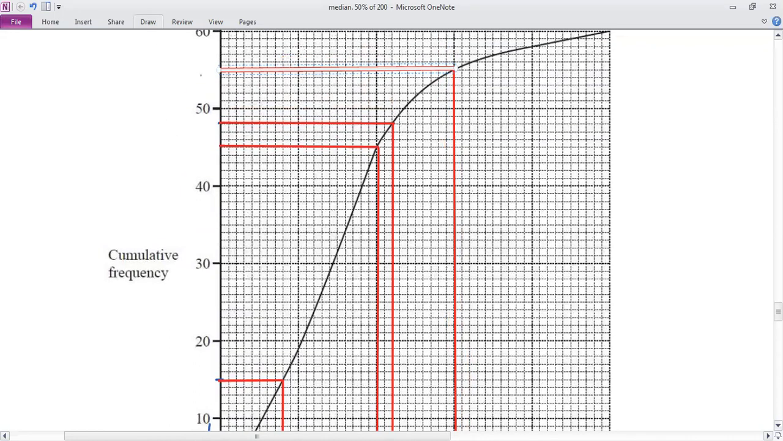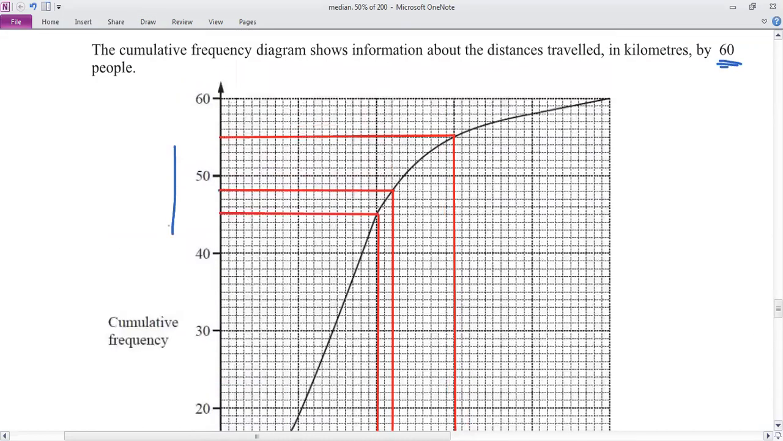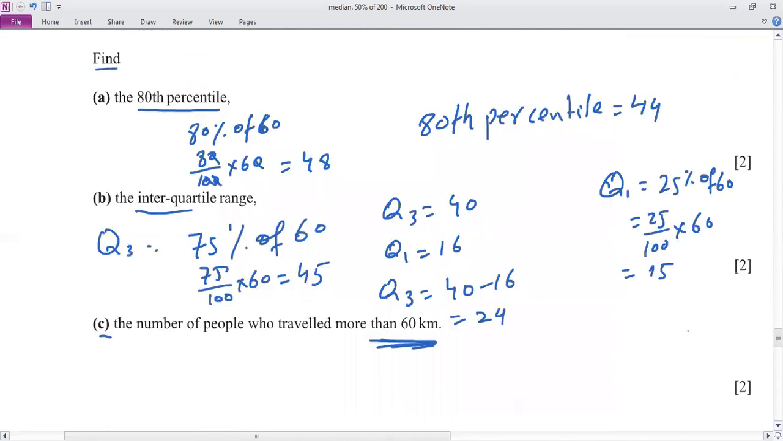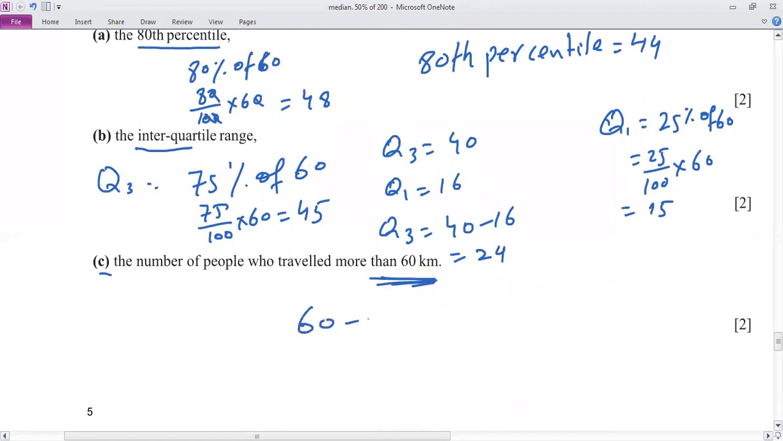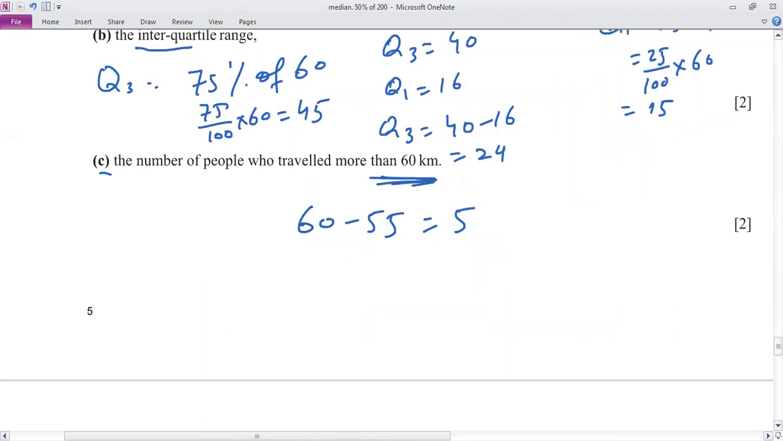So less than that, we will say are less than 60, so the remaining are more. So what is this number? 51, 2, 3, 4, 5, yes, it's 55. So 60 minus 55 will be your answer. That will be 60 minus 55, 5. So there are 5 people who traveled more than 60 kilometers. Understand?